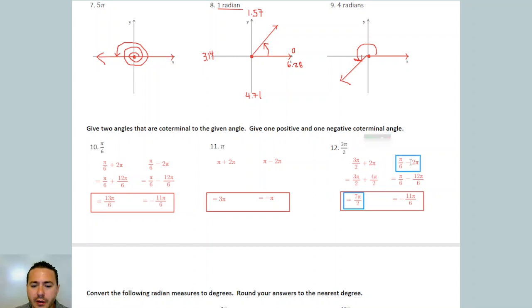For this next one, I'm going to subtract 2 pi from 3 pi over 2, and so I've got 3 pi over 2 minus 4 pi over 2, very similar to what we did on the last one. 3 minus 4 is negative 1, so negative pi over 2. And there you go. So we've got one positive and one negative angle measure that are coterminal to 3 pi over 2.